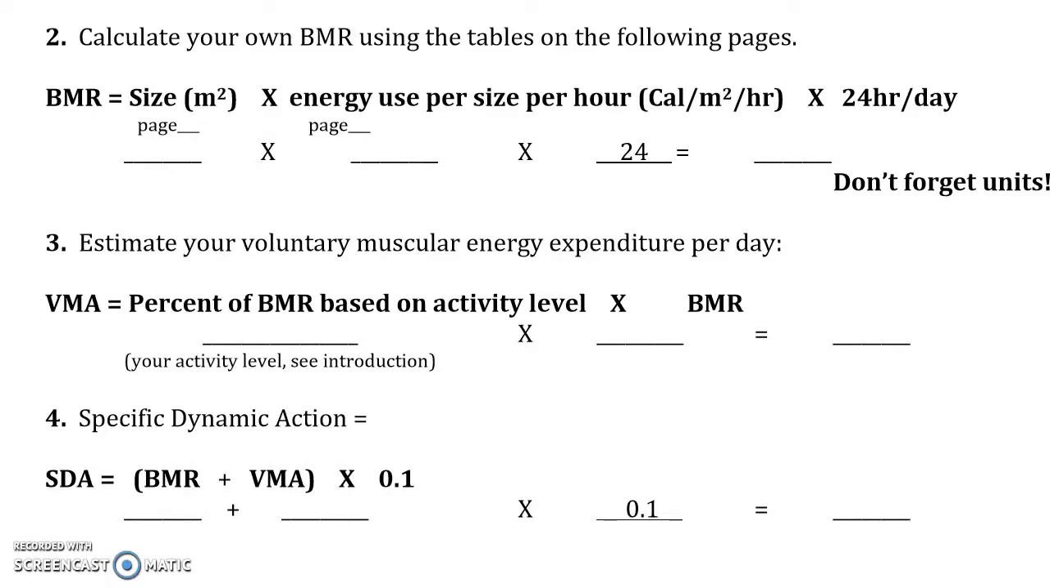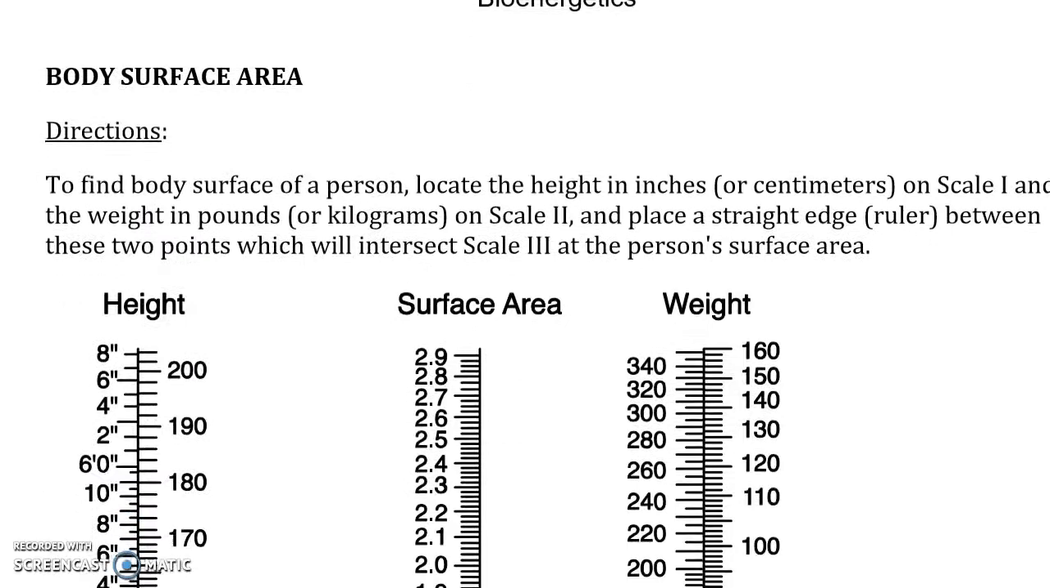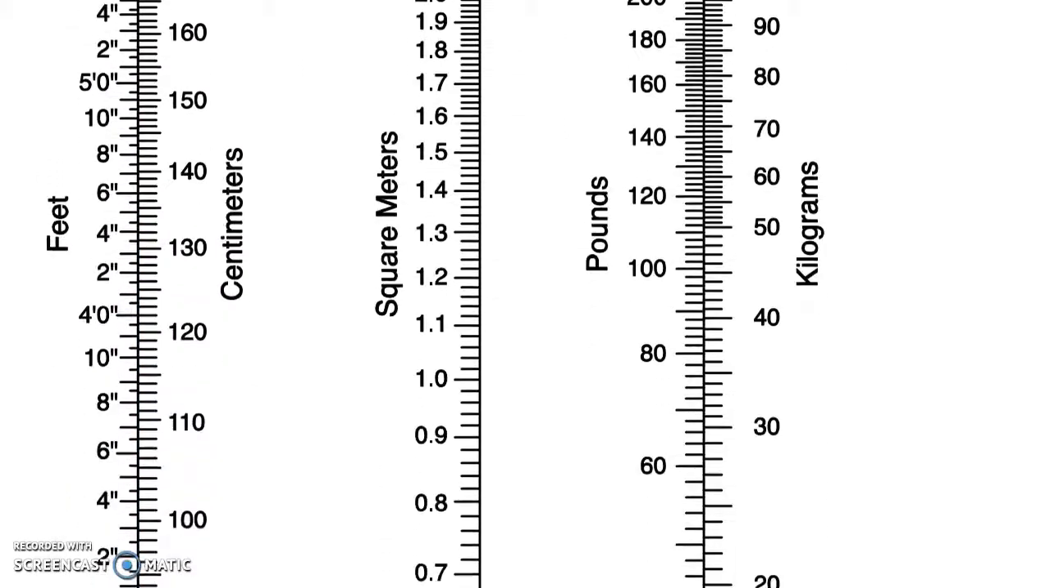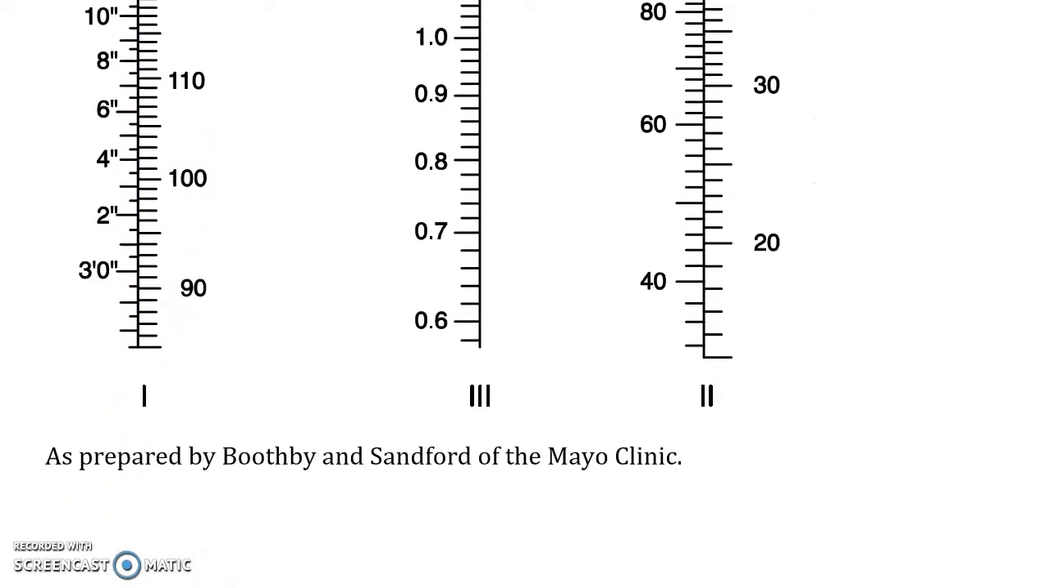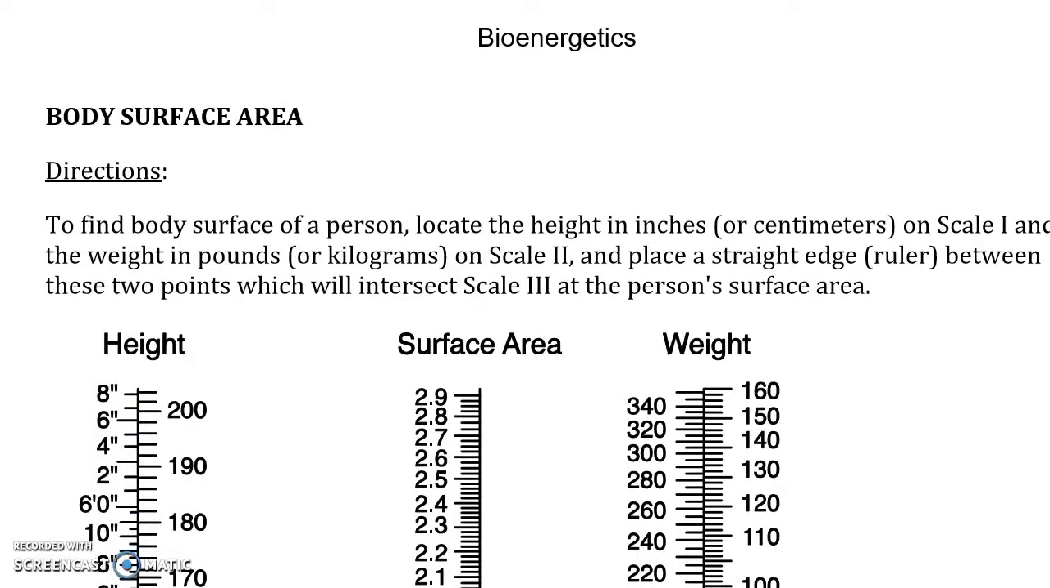Okay, so let's calculate our own BMR using the information that's given in your lab manual. The first thing you're going to calculate is the BMR, the basal metabolic rate, the amount of energy that we need in order to just stay alive. For that, we're going to go to this chart that's on page, what is that? Well, it says body surface area.